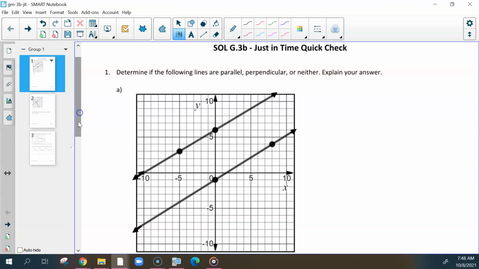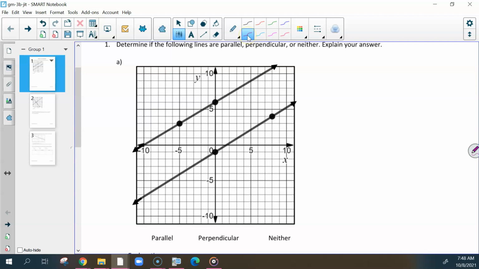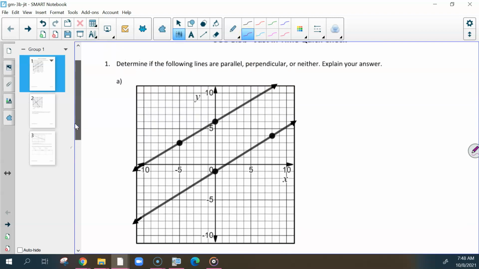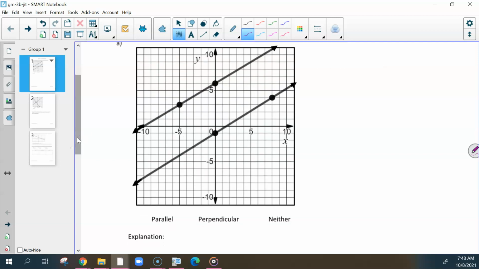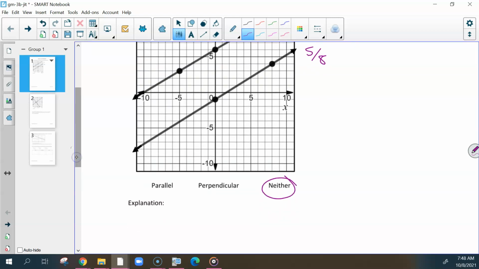So for the first one, did we find that these lines were parallel, perpendicular, or neither? Neither. Why neither? Because they have different slopes. And what were the slopes? I think this one was 3/5 and this one was 5/8. You could have also put the slopes aren't the same, they don't have negative reciprocal slopes, any of those explanations.